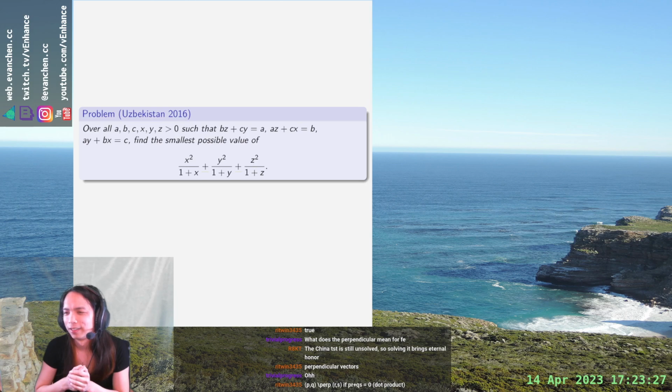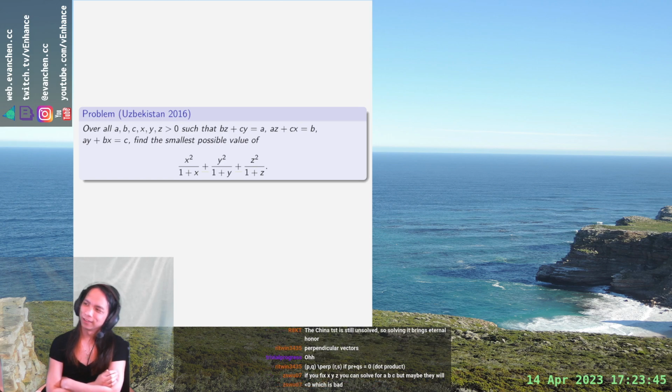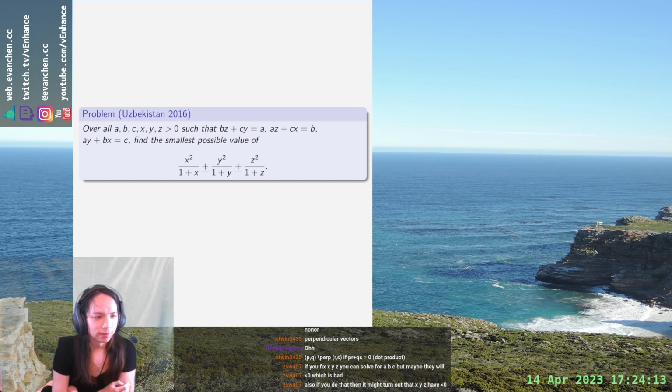bz plus cy. I should just solve for x, y, z in terms of ABC, right? What's the coefficients of x? b plus c, b, yeah, b plus c, a, c, c. They will be less than 0. Oh, that's true. Some of them might be negative. I guess, how bad is it?